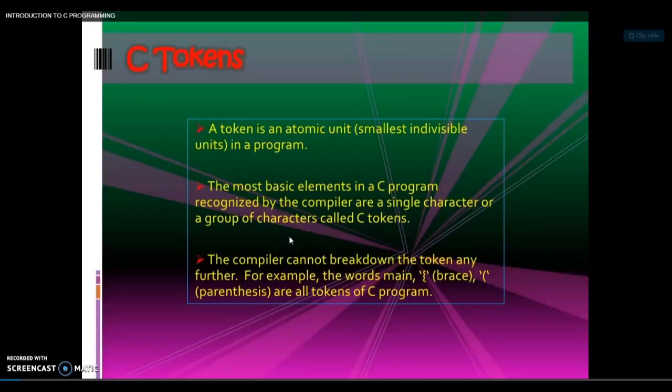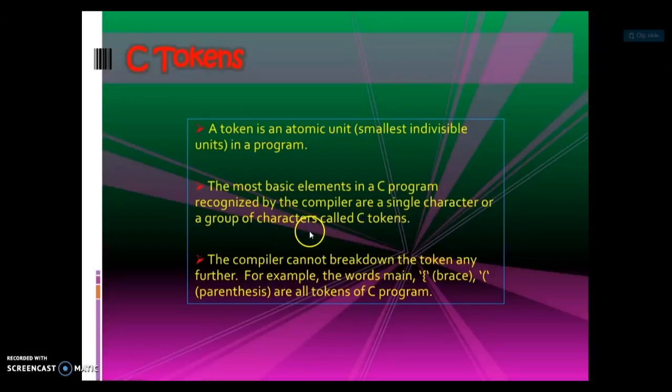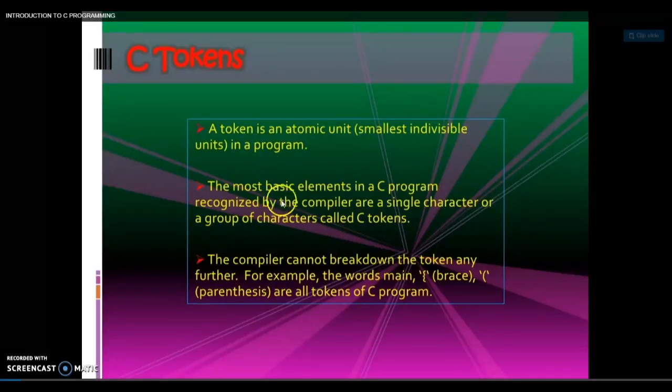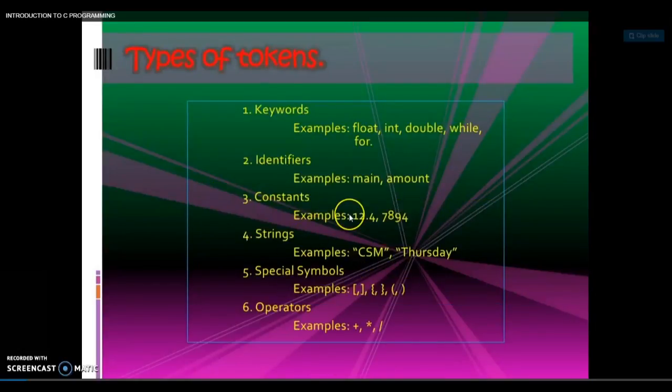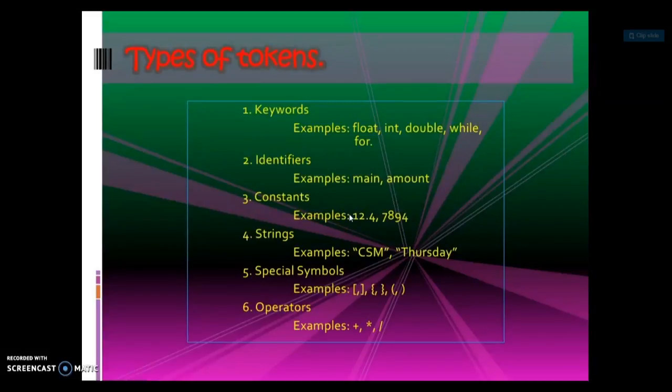C tokens. A C token is an atomic unit in a program. The most basic elements in a C program recognized by the compiler, single characters or groups of characters, are called C tokens. The compiler cannot break down a token any further. For example, the word main is a token of a C program. Types of tokens include keywords, identifiers, constants, strings, special symbols, and operators.